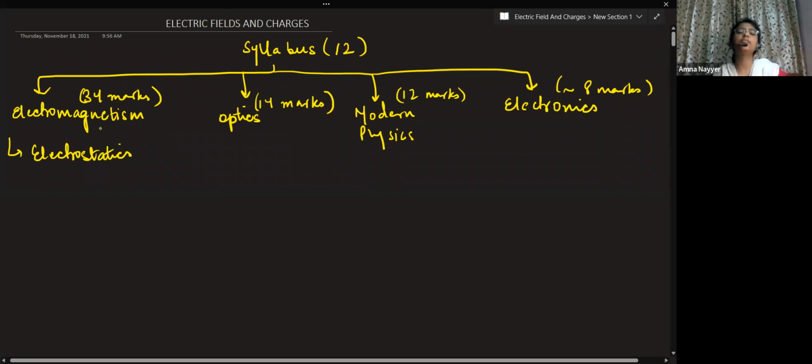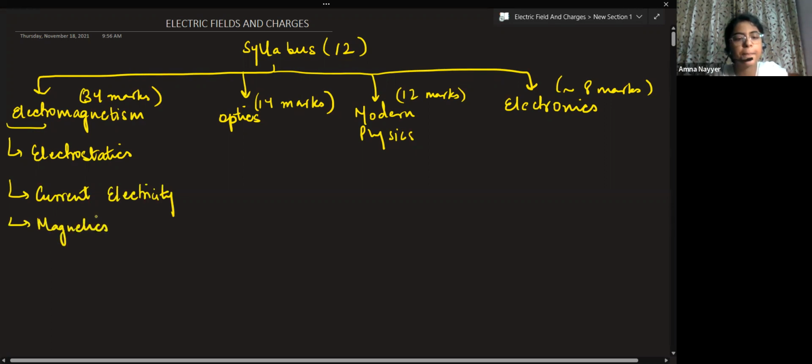So out of these 34 marks, electrostatics has 8 marks at least. And 2 chapters are included in electrostatics: electric field and charges, and electric potential. After electrostatics, we have current electricity. So electrostatics and current electricity is the electro portion in this. And regarding the magnetism, we have magnetics and magnetism. So magnetics is your chapter 4 of NCERT and magnetism is your chapter 5 of NCERT.